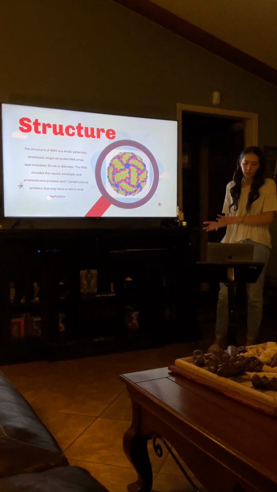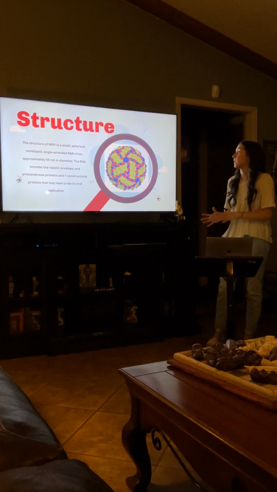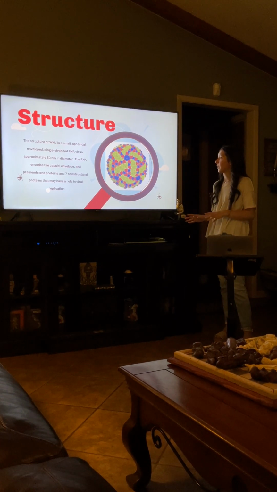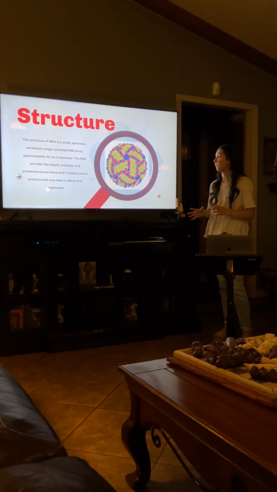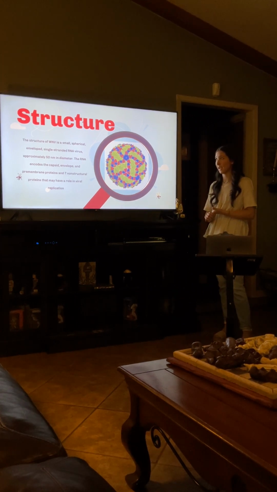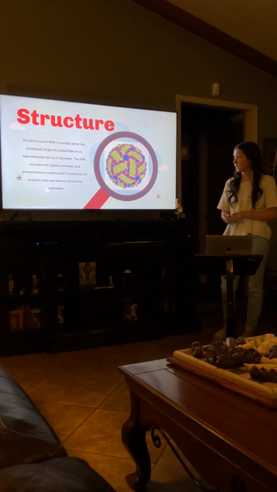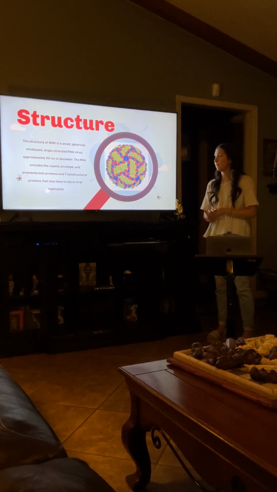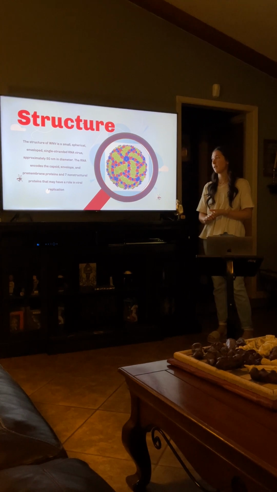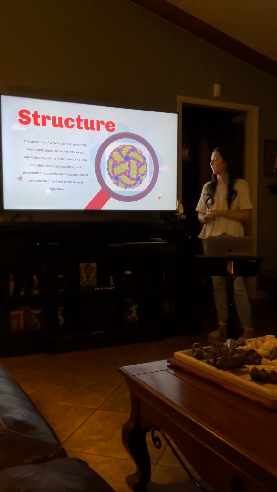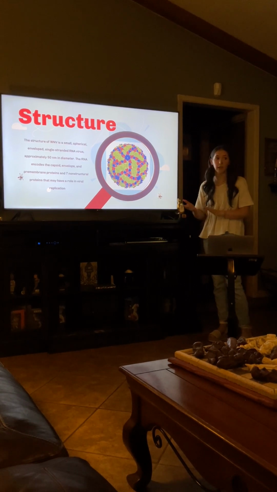The structure of West Nile virus is a small, spherical, enveloped, single-stranded RNA virus approximately 50 nanometers in diameter. The RNA encodes the capsid, envelope, and pre-membrane proteins and 7 non-structural proteins that may have a role in viral replication. And here is my picture.